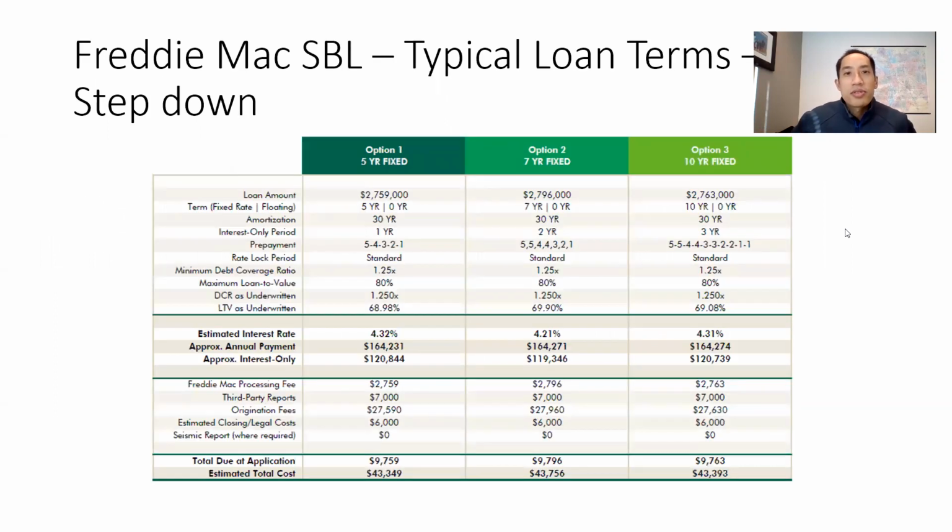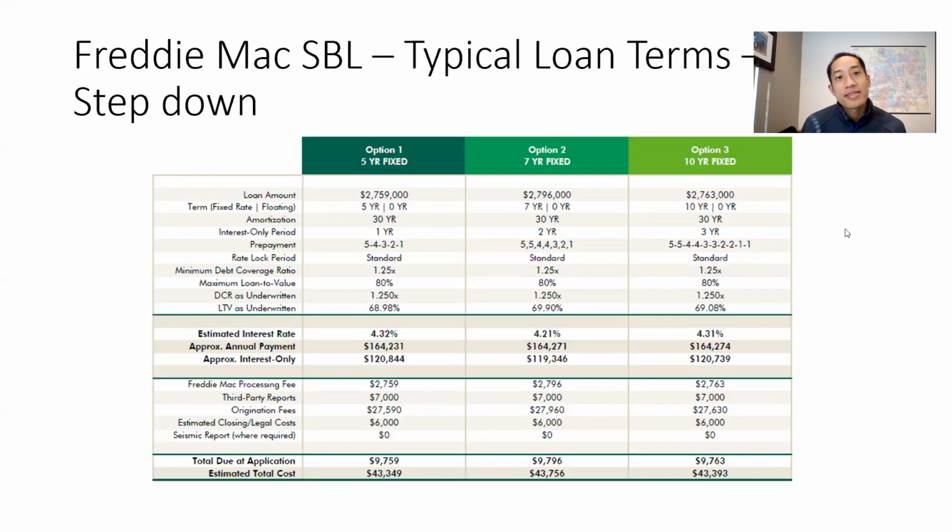So here are some typical loan terms on a deal that we're going to talk about. There's a 5, 7, 10-year option. On this one, it's a straight 5-year loan, 7-year loan, 10-year loan. You can get anywhere from 1 to 3 years interest only, and then it goes 30-year amortization. Usually when you have a 5-year, you're at 1 year interest only, 7-year, 2 years interest only, 10-year, 3 years interest only.